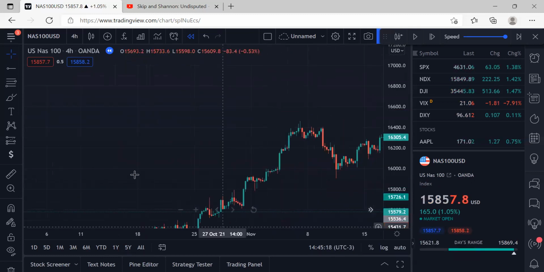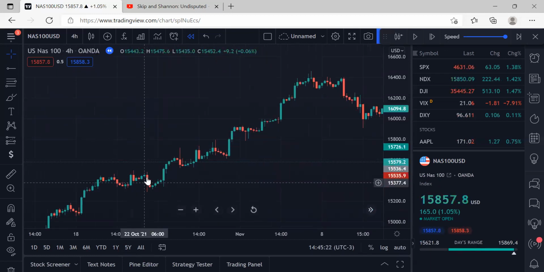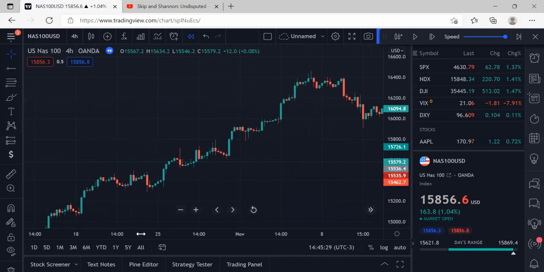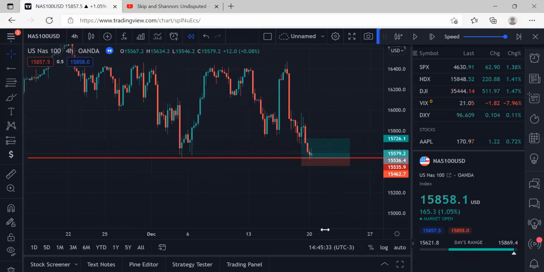This nice wick right here. Now, I could have put it underneath here. That would have been a much bigger stop loss, which is fine too. Just gotta make sure the risk reward fits. But I trusted it enough to keep it underneath that wick. So that's kind of where I had my stop loss.